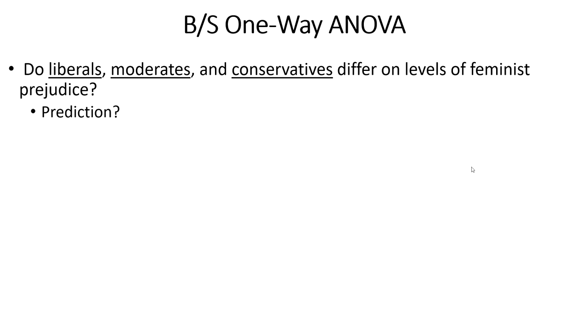And so we'll focus on the between subjects ANOVA here, although a lot of the points that we're going to go over here apply both to the between subjects and within subjects ANOVA. But to just help contextualize our discussion here, we'll talk about the between subjects ANOVA lecture example. And again, we're comparing liberals, moderates, and conservatives on their levels of feminist prejudice. So let's first talk about what we predict to happen. Right? So how will liberals, moderates, and conservatives differ on their levels of feminist prejudice?